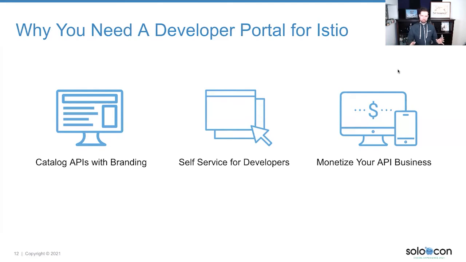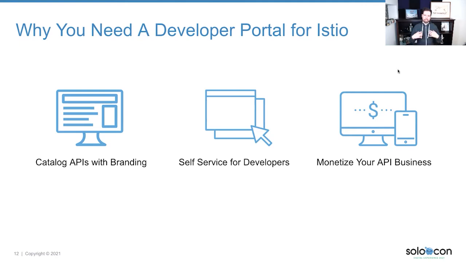Great, Istio has won. Why do I need a developer portal for Istio? I have all my services hooked up. They all communicate to each other. They communicate in ways that I never thought were possible. Mutual TLS, you have cross-cluster communication. Why do I need this API management? Well, I have a bunch of different services, all with different APIs, potentially different API types. That's hard to control.